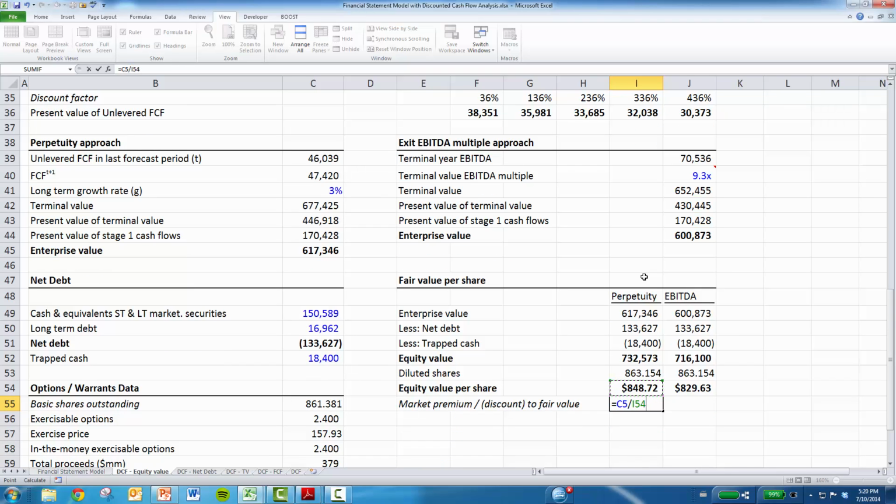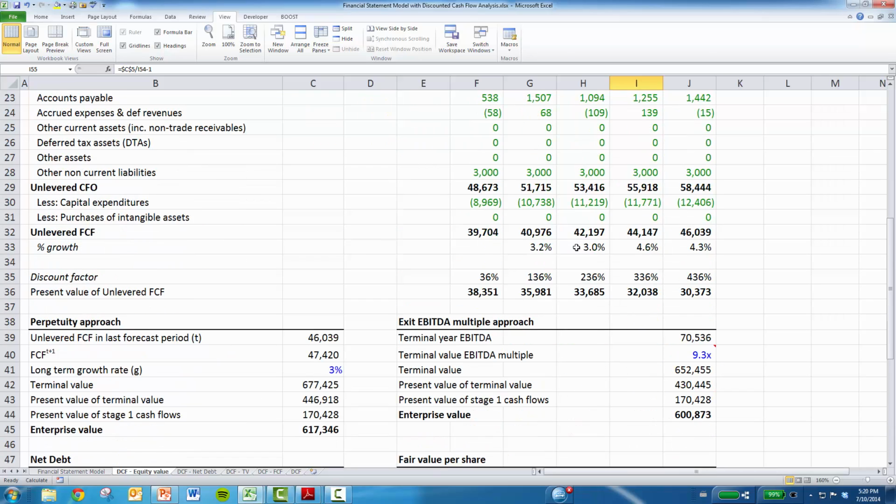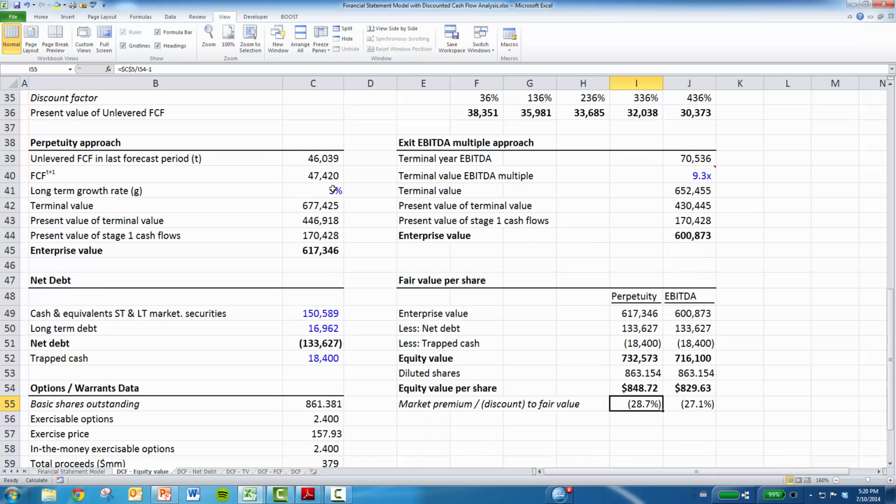So the market is trading at a discount to the fair value, 28% or 27% or 29%, depending on which terminal value approach you take. So the core of the DCF is at this point complete. I've talked about a couple of things that we're going to look at in just a little bit when we build our sensitivity analysis and really see how sensitive the valuation is to certain assumptions.